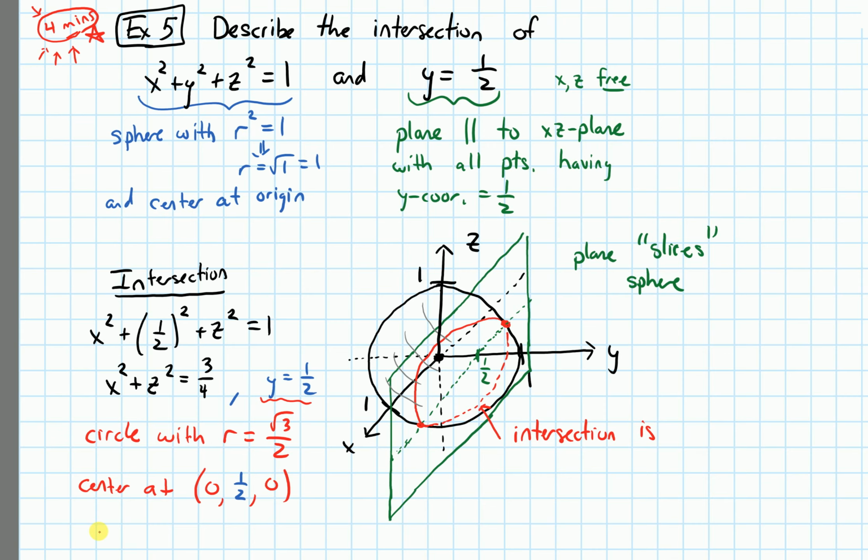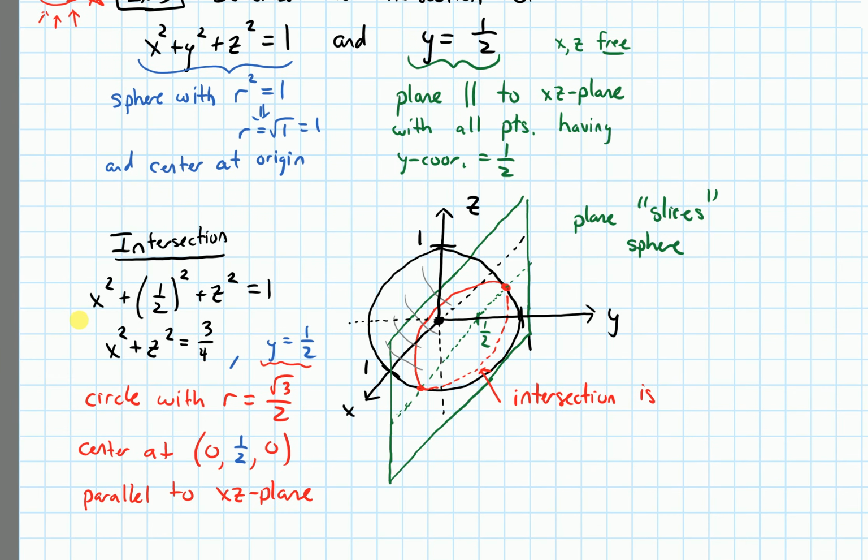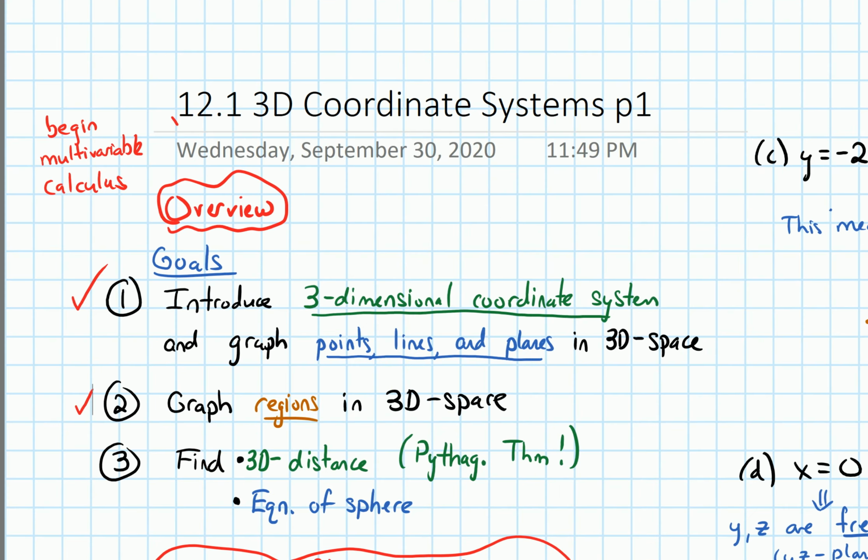And moreover, this circle lies on this plane, and the plane is parallel to the xz plane. So this is parallel to the xz plane. And now we have a very solid description of our circle. So this would be our answer here, but let me also just label in my picture that the intersection is a circle. Now we've actually verified that with some algebra. Alright, so we have completed our last goal for this section. We've talked about the 3D distance formula and how we use that to determine the equation of a sphere.